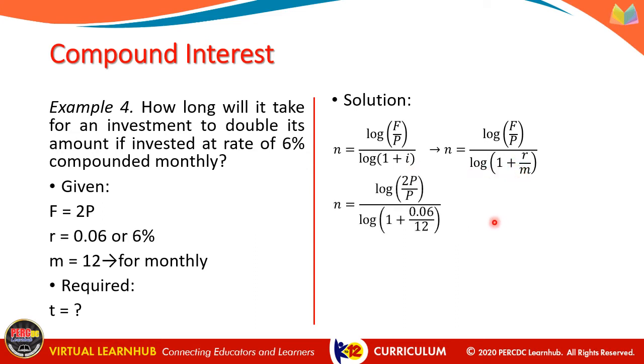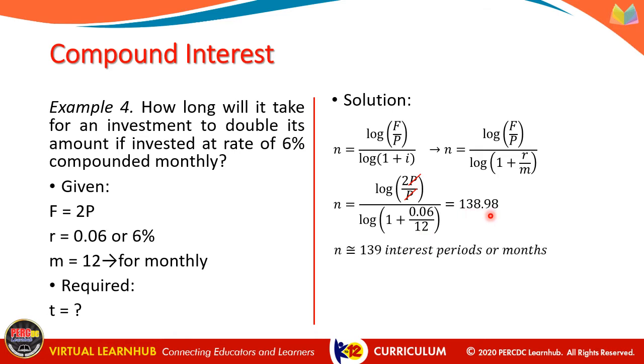And then substituting the given, we now have n is equal to log of 2P, that is our future value, divided by P. We can cancel P, okay, over log of 1 plus 0.06 over 12. We can just press this in our calculators, and we should be able to get 138.98.